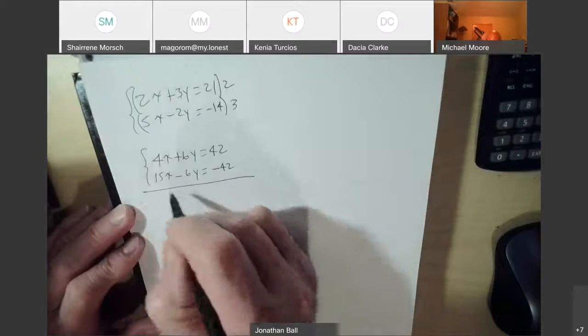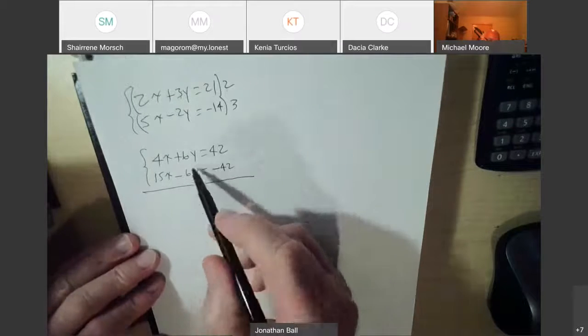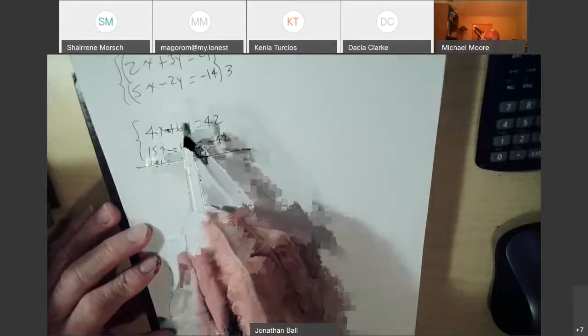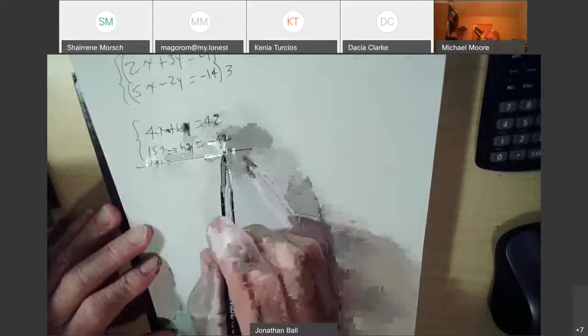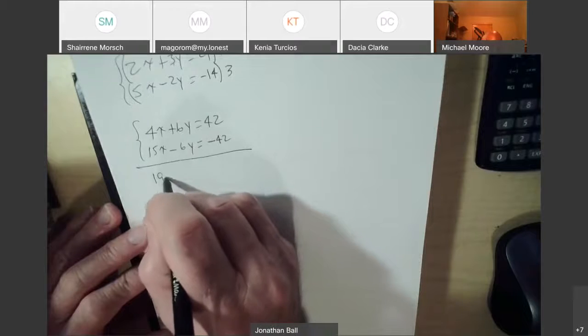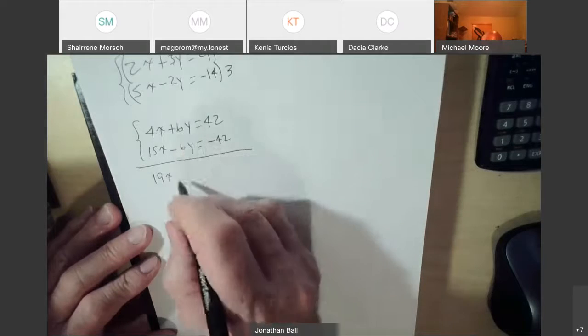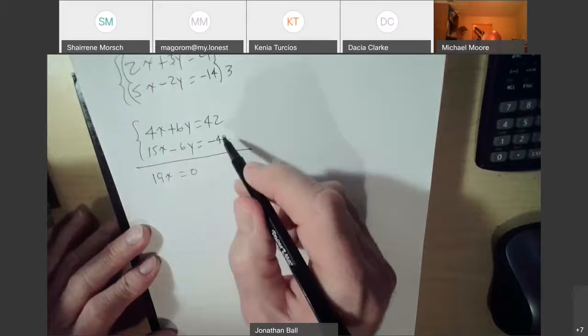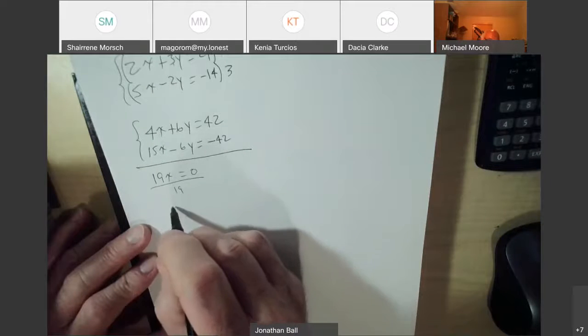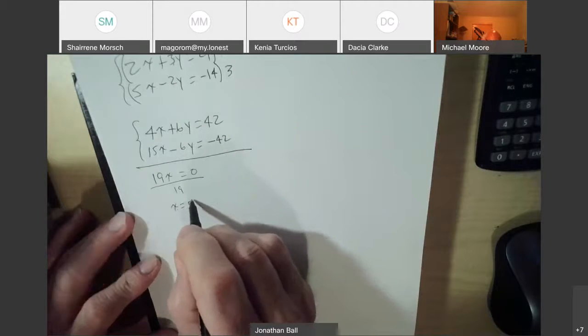Okay, now we want to add these two together. And when we do, we're going to eliminate the y variable. So 4x and 15x is 19x. That's gone. Equals 0. 42 minus 42 is 0. Divide by 19. X is 0.